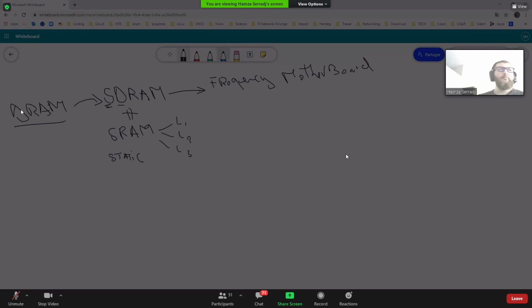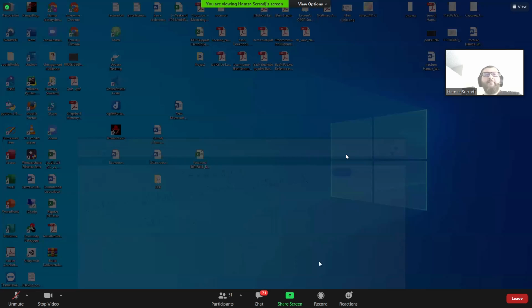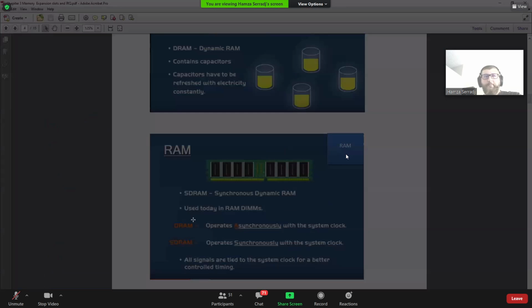So we had the RAM first, and this RAM can be DRAM or can be SRAM. So the main RAM can be dynamic or static. The dynamic one was improved to synchronous dynamic RAM, right? Synchronous dynamic RAM. So the frequency of this DRAM is synchronized with the frequency of the motherboard. Used today in the DIMMs.